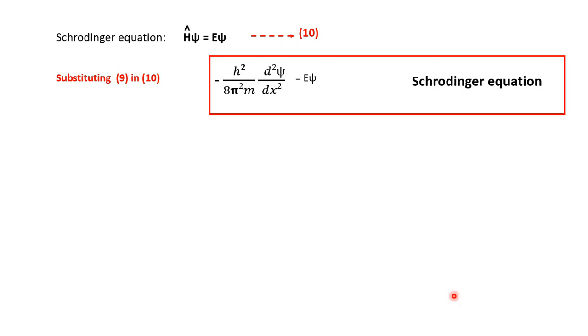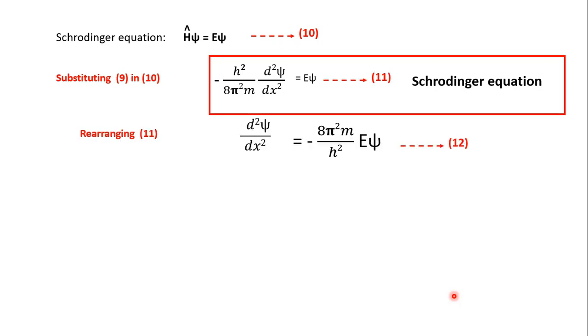Rearrange this equation. Take the coefficient of the term d square psi by dx square, which is minus h square by 8 pi square m, to the right side, and we'll get d square psi by dx square is equal to minus 8 pi square m by h square E psi. Now take the whole of the term on the right hand side to the left hand side, so the negative term becomes positive and the right hand side becomes 0, and we get d square psi by dx square plus 8 pi square m by h square E psi equal to 0.